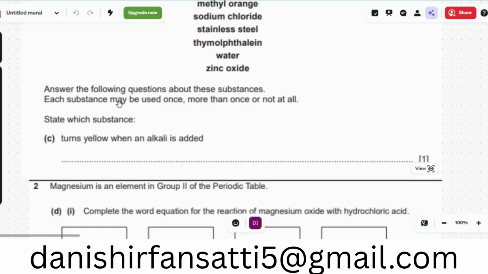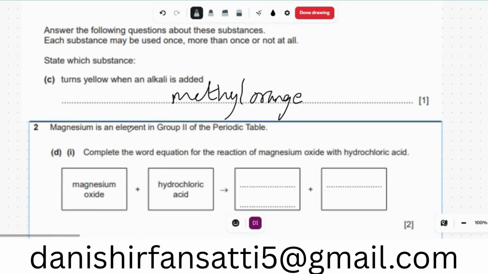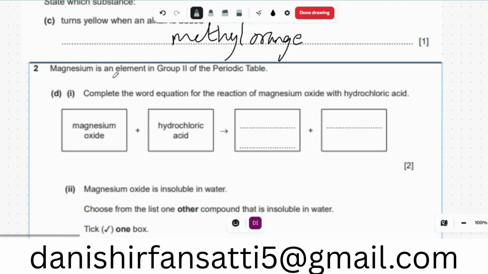Answer the following questions about the substances. Each substance may be used once, more than once, or not at all. State which substance turns yellow when alkali is added. We have studied that it is methyl orange. Methyl orange will change color when it is added to alkali, it turns yellow.